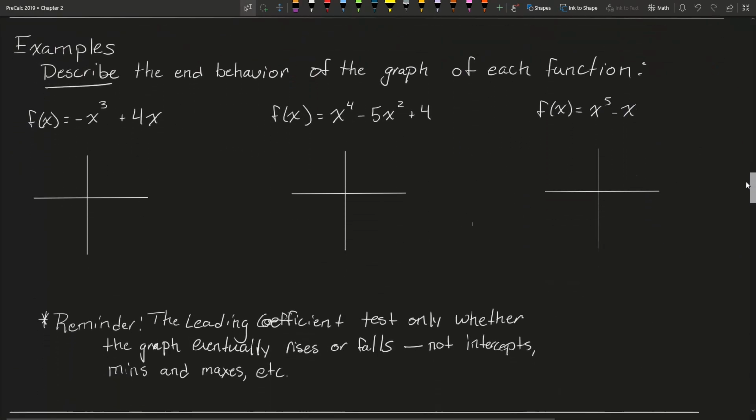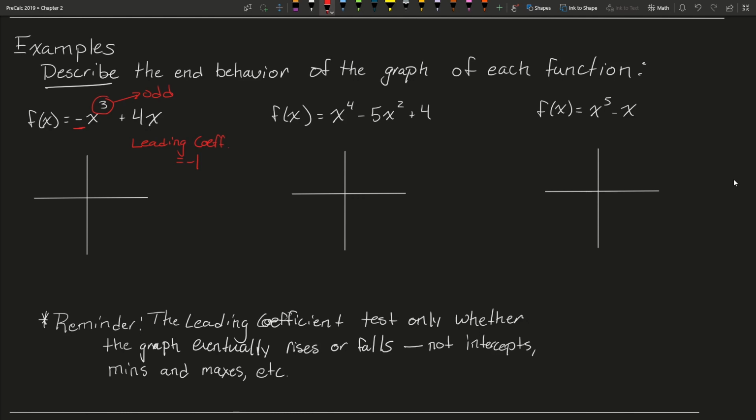So for example, say we want to describe the end behavior of the graph of each function. So first, f of x is negative x cubed plus 4x. The first thing we can do here is look at the degree, which is 3, which is odd. Then we can look at the leading coefficient. In this case, our leading coefficient is negative 1. So our degree is 3, which is odd, and our leading coefficient is negative 1.